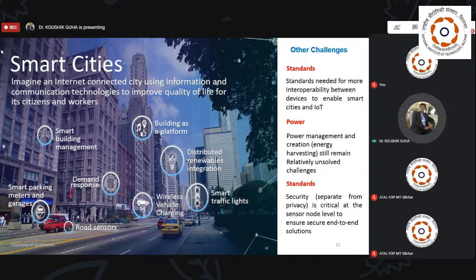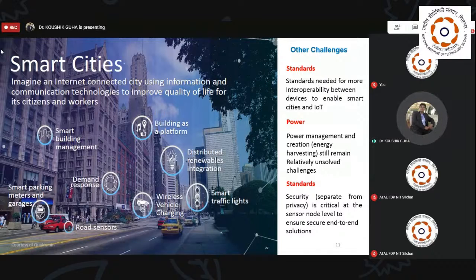Everywhere we need sensors, everywhere we need IoT sensor nodes. So we have to work towards designing better sensor nodes, to reduce their power consumption, and to use energy scavenging in an intelligent way to power them up. But there are some other challenges also, like the standards needed for more interoperability between devices to enable smart cities and IoT. Power management and generation still remain relatively unsolved challenges, because when we scavenge energy from the outside environment, it is a very small amount of energy. So people are working to increase the level of the energy standards.